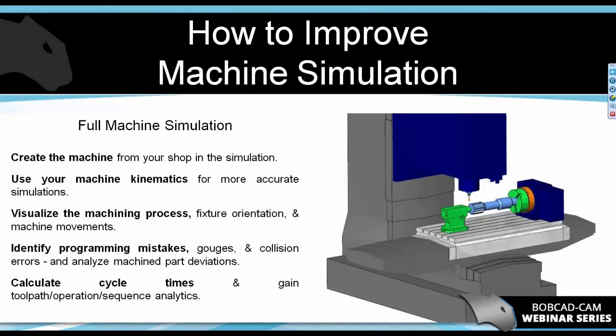Obviously, how to improve your machine simulation. Obviously, this is really important, especially if you're using custom-made fixtures. You would like to be able to bring those in, test the parts, see how they sit, and that way you guys can actually go through and make sure there's no collision checking across every portion of that.